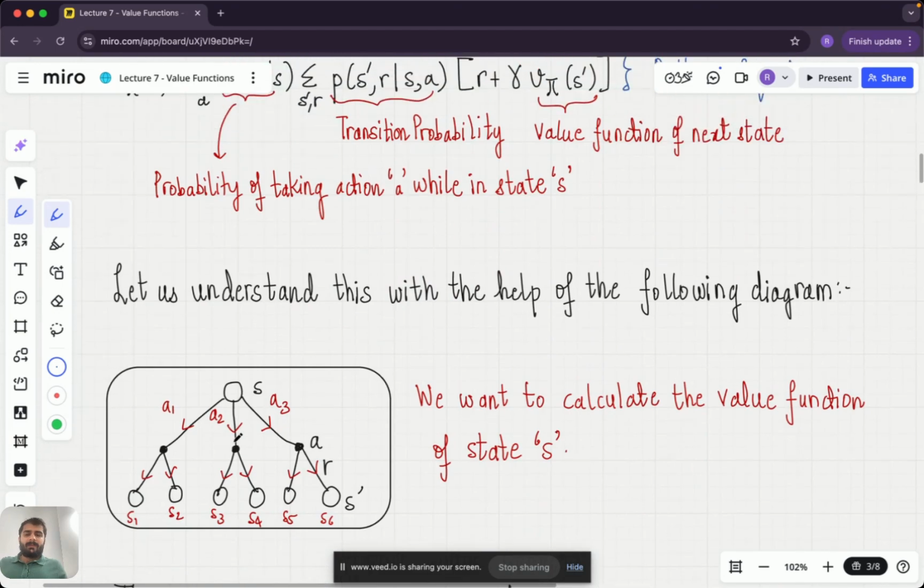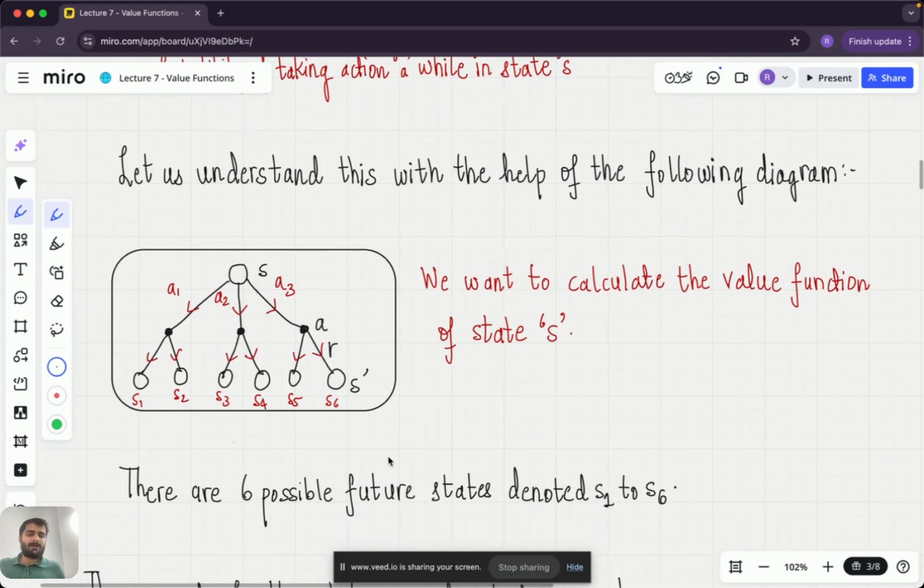Okay, so we assume that this is the scenario. The agent has received state S from the environment, and now the agent can take three possible actions: A1, A2, or A3. And then after it takes those actions, it can transition into multiple states. So there are six states overall which the agent can now transition into. Now what we want to do is find the value function of the state S in terms of the value function of all of these possible states. So let's see how we can do that.